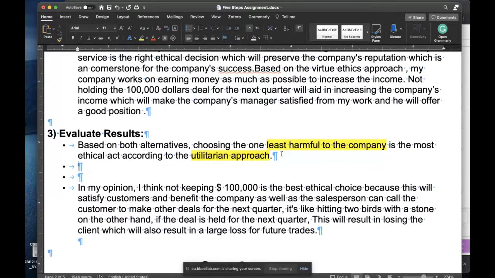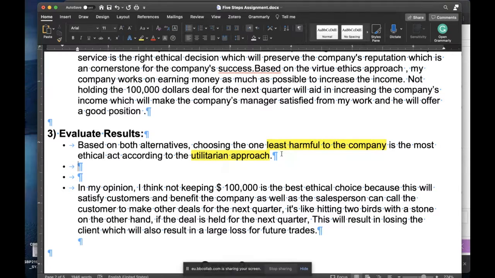But here, you just say, choosing the least harmful to the company. And you're just looking at the happiness or at the benefit to the company, yes? So that is not the utilitarian approach. That is the values approach, where you say that the company is the most important, or it could be the common good approach, considering the company as your society or your society bubble.